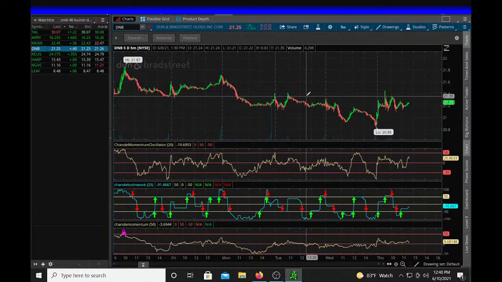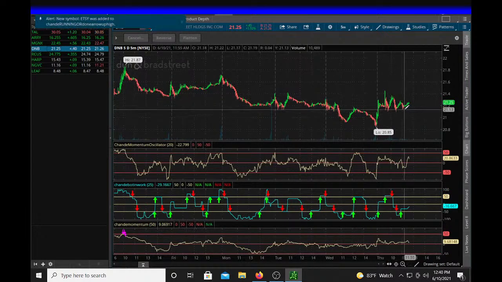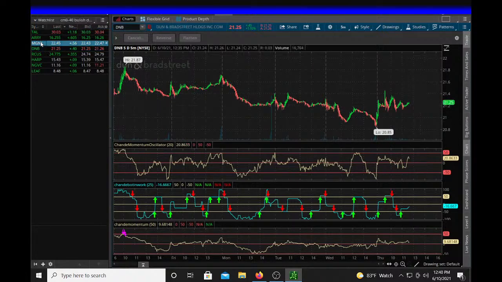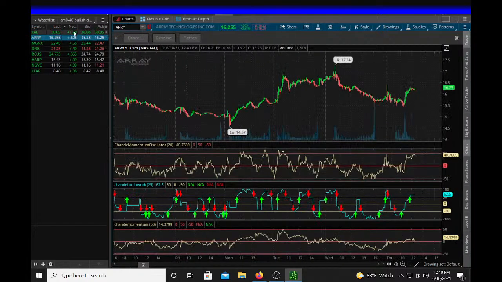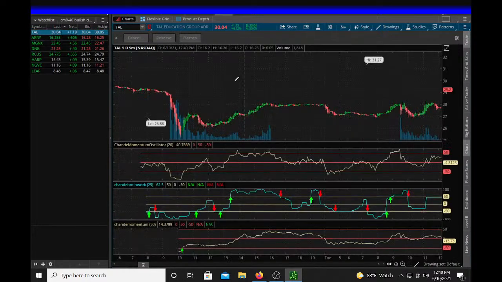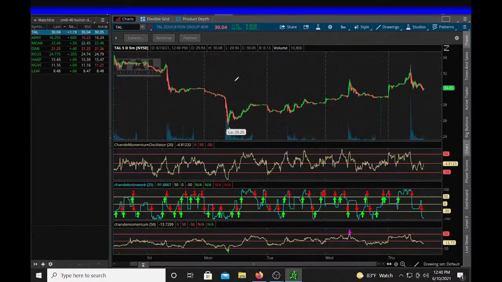Little sideways pennant there. And break out to the flat side, so yeah, I don't like it. This I like a little better. MGNX. I don't like that. I'd pay attention to that, but not a whole lot of attention. I saw this thing a few weeks ago when it was getting pumped and dumped.